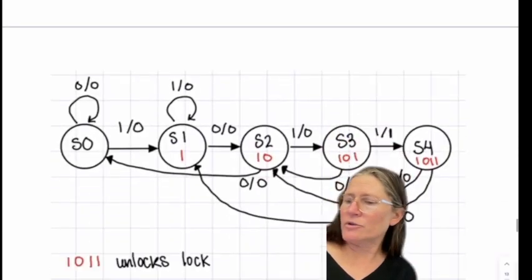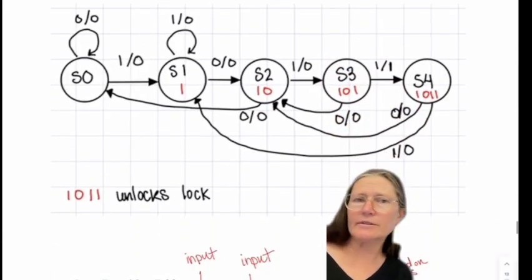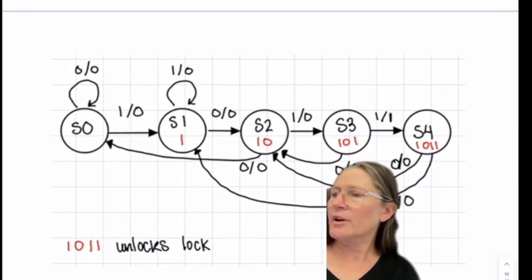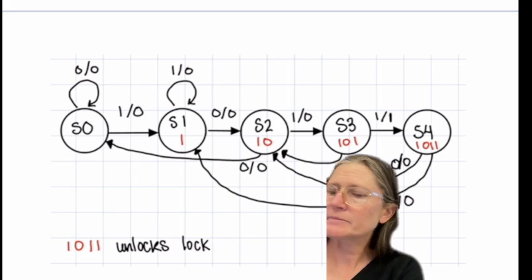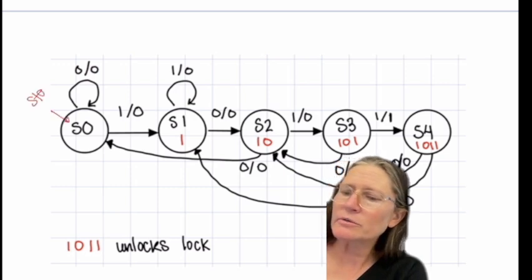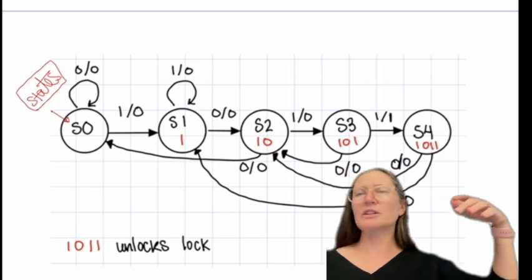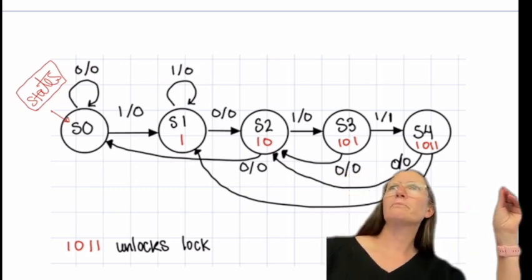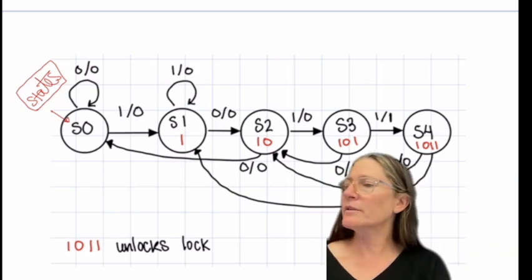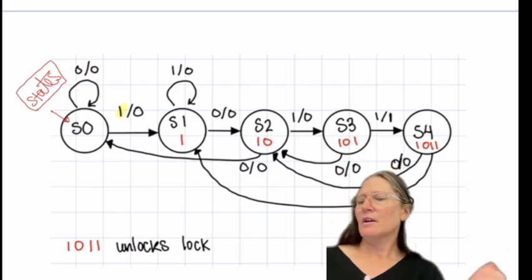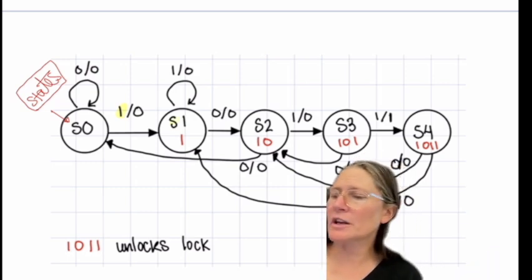I can then draw this, and this is called a state diagram. So I put my states in the circles. And we saw that if I get a 0, then I'm going to just stay in that same state. If I get a 1, then I'm going to move to the next state.